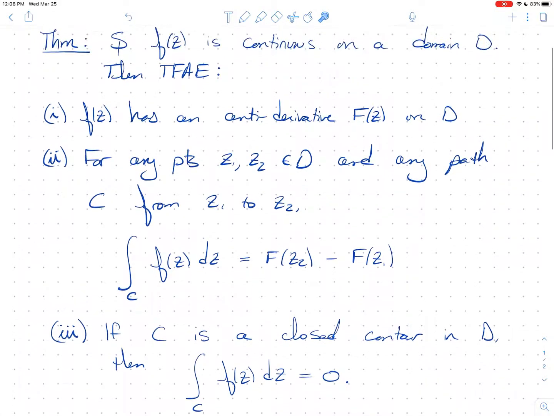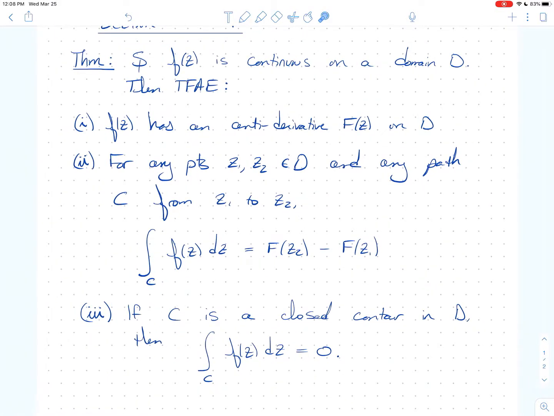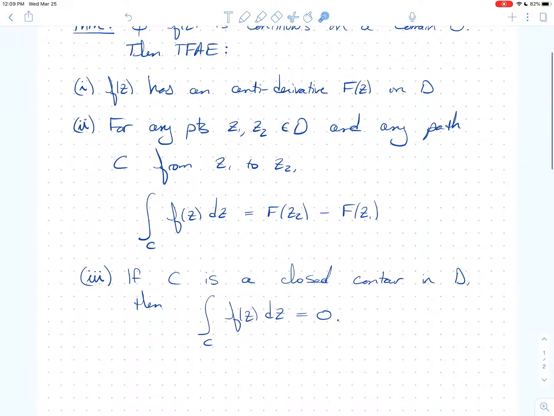Now, I want to make something very clear to you. This theorem is not saying 1, 2, and 3 always hold. It's saying if one holds, then the other ones hold. And that's really important that we realize that. So let's work out an example of this just to see how this goes.